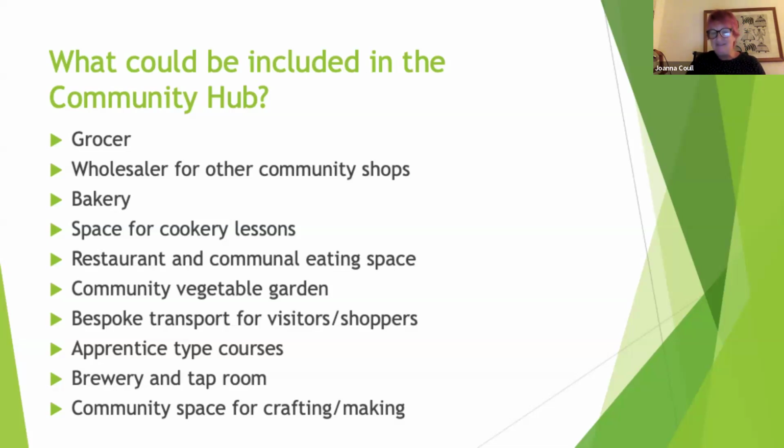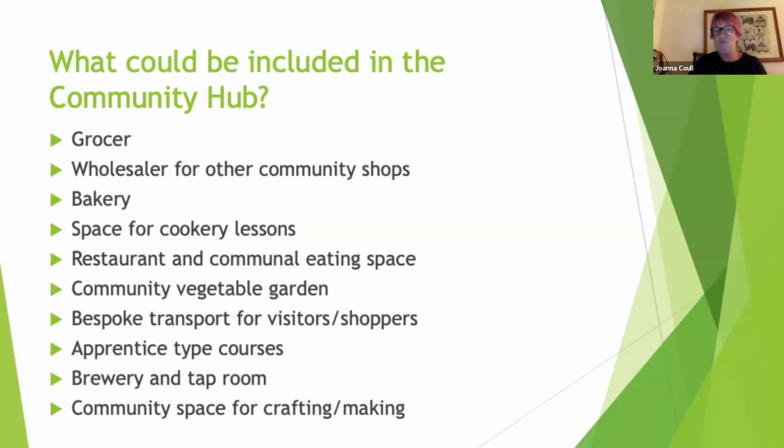Space for cookery lessons, teaching people who don't know how to cook. And then from that, a restaurant or communal eating space, so you could buy your food, learn how to cook it, and then eat it. With a community vegetable garden. And then you see that naturally includes transport. How do we get people there? How do we get buses, maybe bespoke buses, cycle routes, those sorts of things?